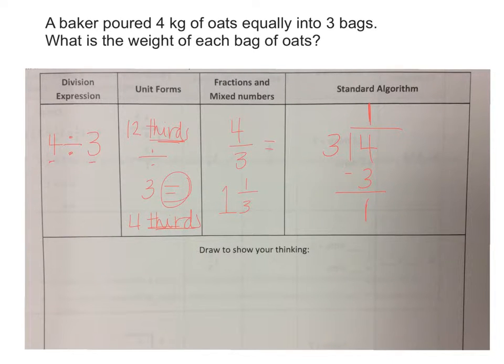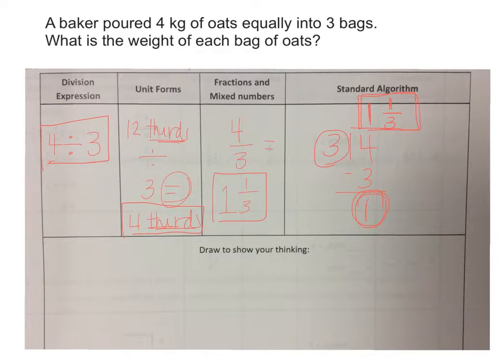So I could write 1 remainder 1, or I could keep dividing to have decimals, right? But what we're going to do now is we're actually going to express the remainder as a fraction. And the way you do that, remember we did this before, you take the remainder, which is what? 1, and that becomes your numerator. And then your denominator is what you're dividing it by, 3. So look at our answer here using the standard algorithm, 1 and 1/3. Is that the same thing as our answer here using fractions and mixed numbers? Yeah. 1 and 1/3. Is that the same thing as when we've got 4 thirds using the unit form? Yeah, and then we started with our division expression 4 divided by 3. So now we've expressed it in 4 different ways. We just have to do the last way, the 5th way, which is draw to show your thinking.